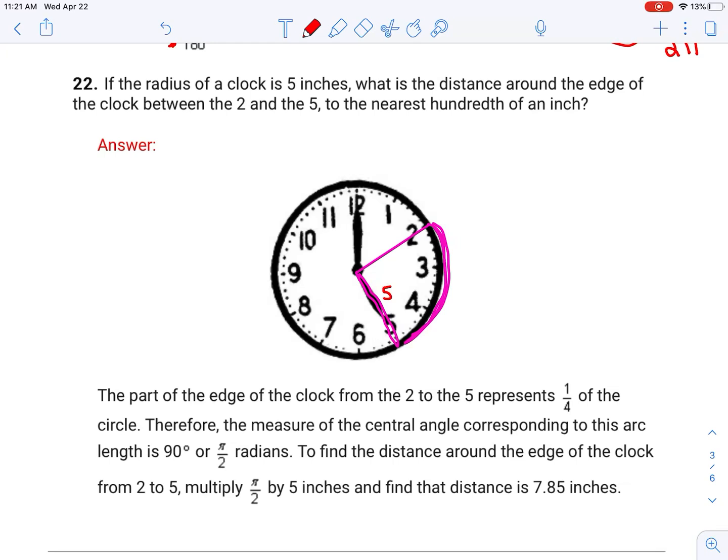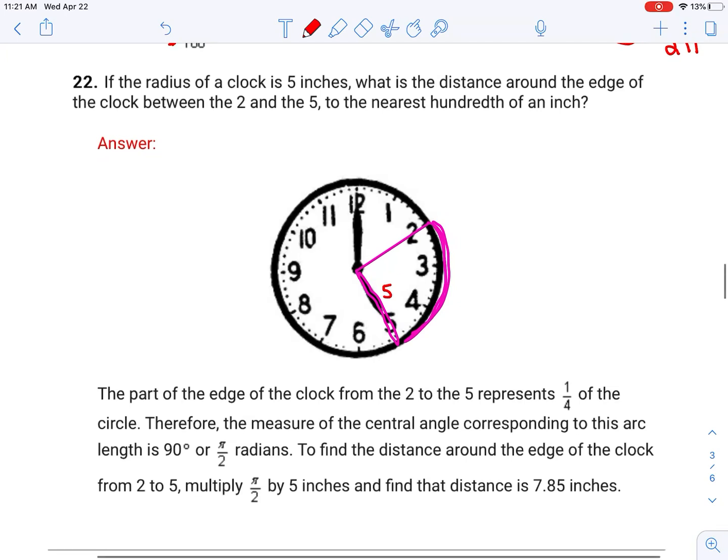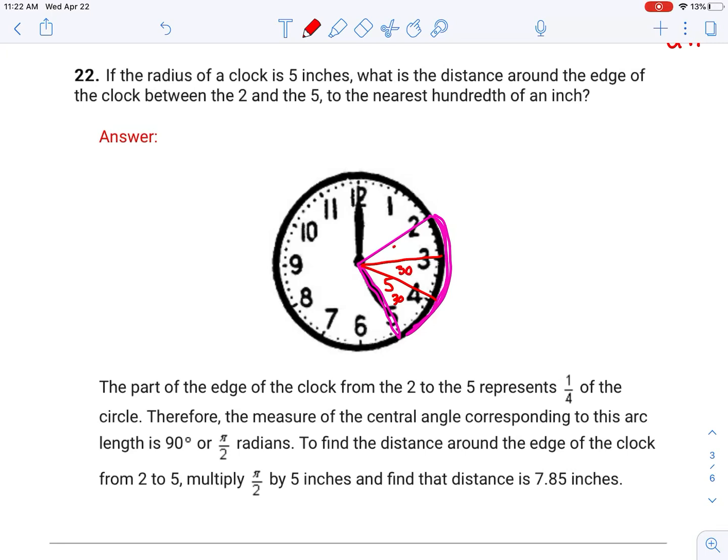Well, first of all, I would want to know how big is that angle in there, okay? So how many of these would go around the side? Well, it's a clock, so there's 12 different sections, which means that each one is 30 degrees. So 30 and 30 and 30 is 90 degrees. Basically it's like 1/4 of the circle, and the radius is 5. You could do this with radians, or you could do it with degrees. But basically I know that this is 1/4 of the entire circumference. That's probably the easiest way to think about it.